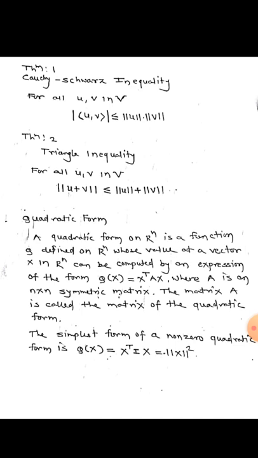The simplest form of a non-zero quadratic form is when the matrix is the identity matrix, that is A is equal to I. Then q of x is equal to x transpose I x, that is norm of x square. So the quadratic form for the identity matrix is the norm of x squared.